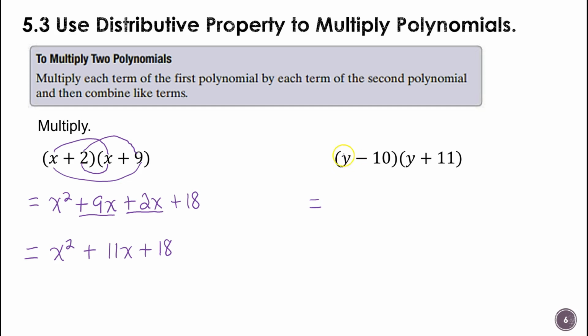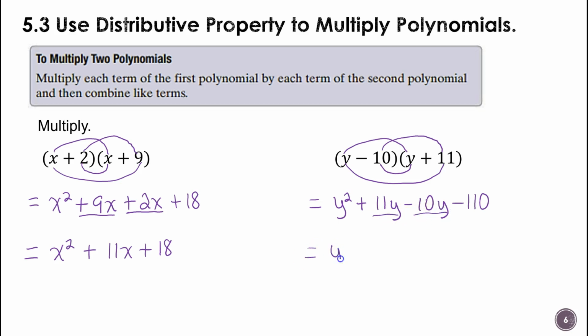So we're going to take y times y, which is y squared, y times 11, so that's 11y, negative 10 times y, so that's negative 10y, and negative 10 times 11 would be negative 110. At least I hope that's what it is, yeah, because you just add a 0 onto the 11 when you multiply by a 10. And then we're going to combine like terms, and you notice that the like terms are usually in the middle. 11 minus 10 is just 1y, so that's going to be plus y minus 110.